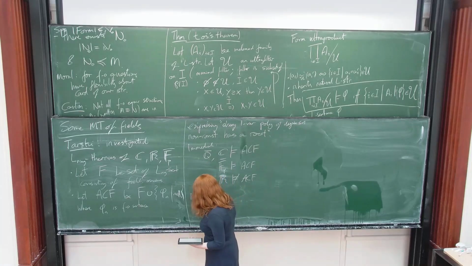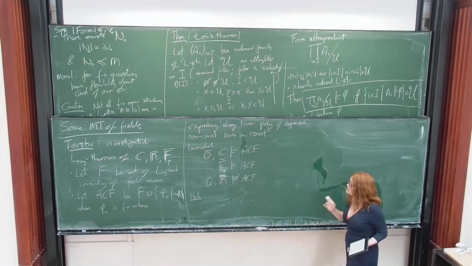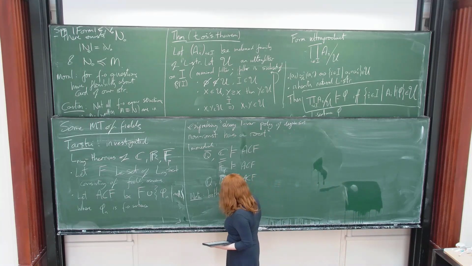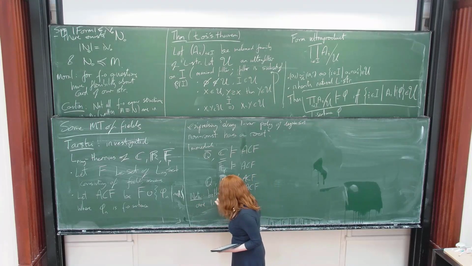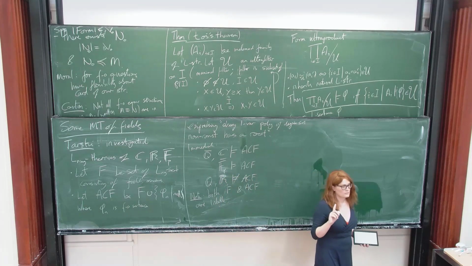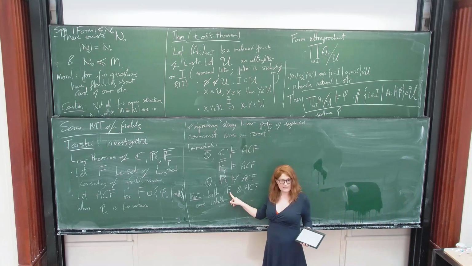Note, thinking about Bjorn's talk, note that both F and ACF are listable. Well, hang on, let's be a bit careful. What am I saying? They're not literally listable because they're just sets of formulas, sets of sentences. So we need to be a bit more careful than that.